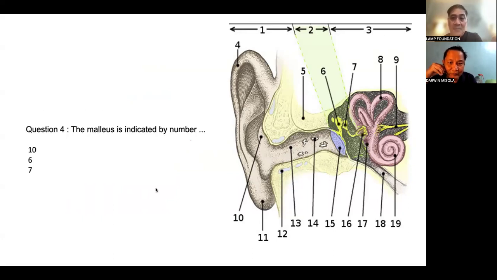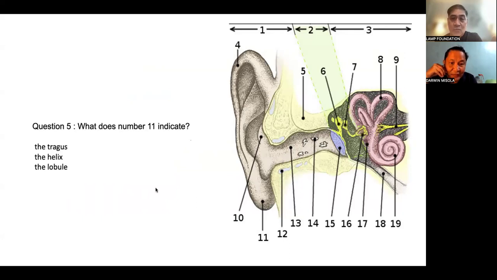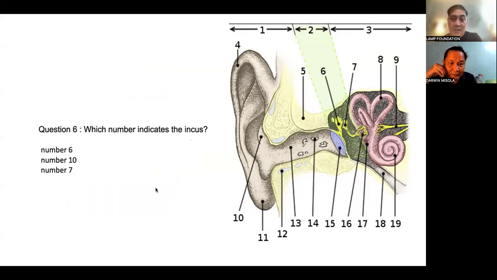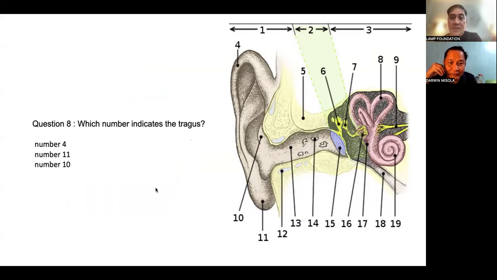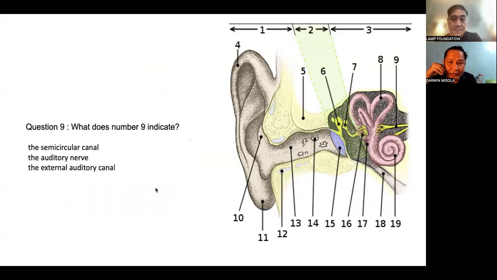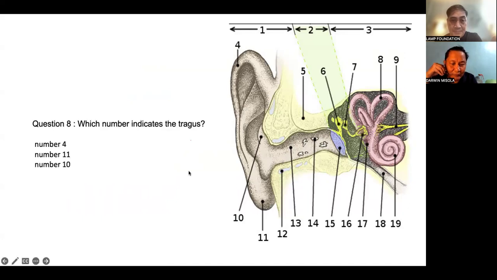Tragus. The malleus is indicated by number? Number 6. What does number 11 indicate? The lobule. Which number indicates the incus? 7. Number 17 indicates? The round window. Which number indicates the tragus? Number 4. Number 10.